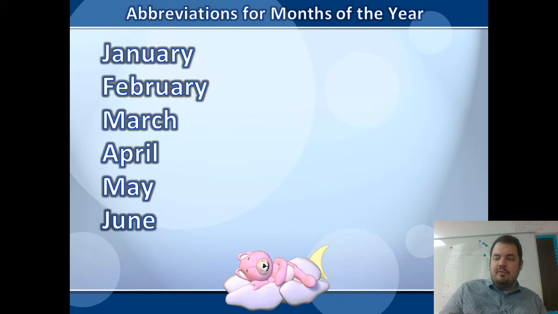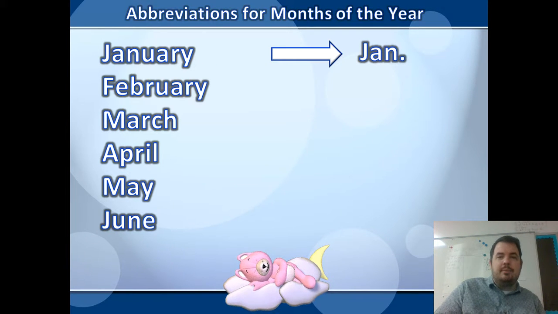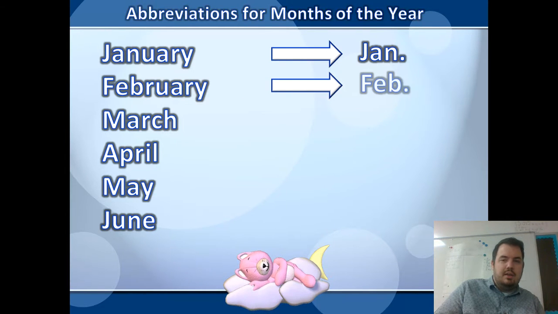All right, so after the days of the week, we now have the months of the year. We'll start with the first month of the year, which is January. We're going to take January and shorten it down to one little part of it. We're going to use a capital letter and a period at the end. Let's see what it is. It is capital J-A-N period. February, capital F-E-B period.